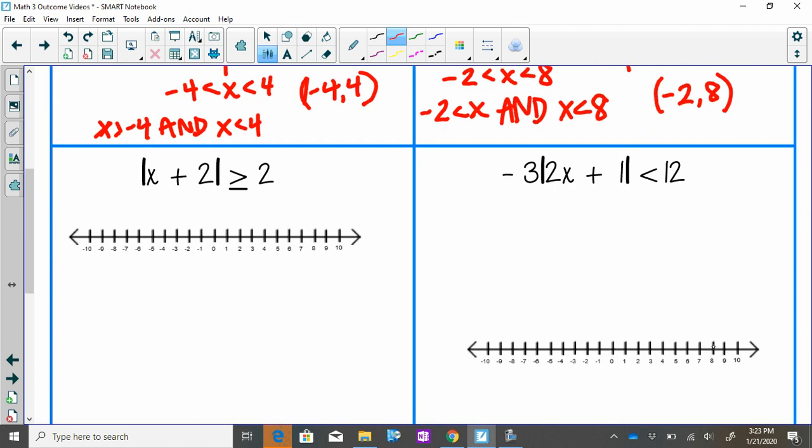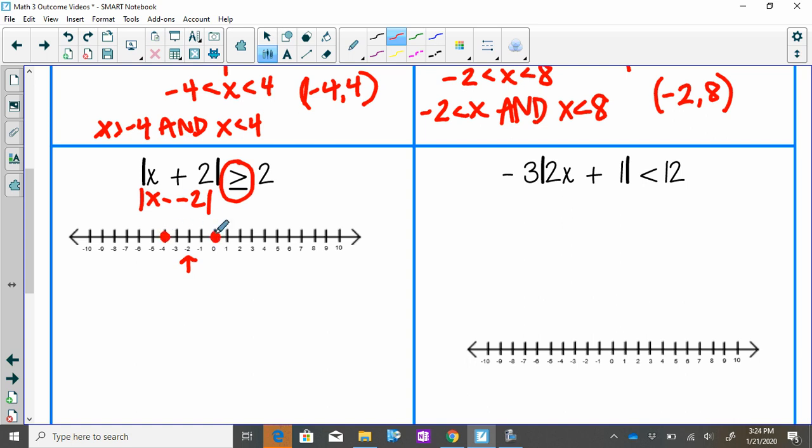In our next one, we now have an absolute value that is greater than or equal to 2. So this would be the same thing as saying the difference between x and negative 2. So x minus a negative 2 is the same as x plus 2. So now we're looking at the center of negative 2. I want a distance from the center that is greater than or equal to 2. Well, exactly 2 away would be at 0 or negative 4.